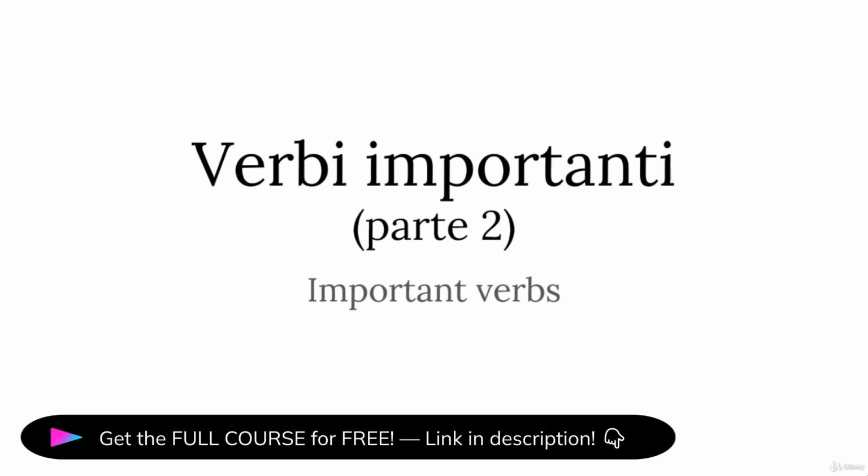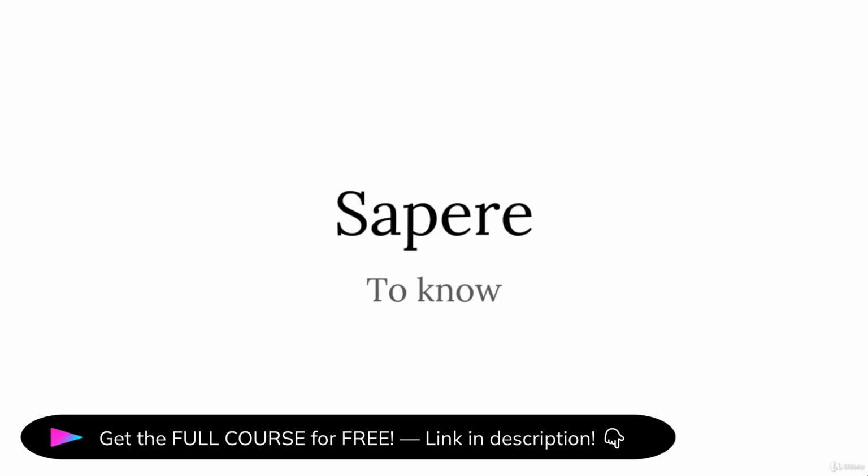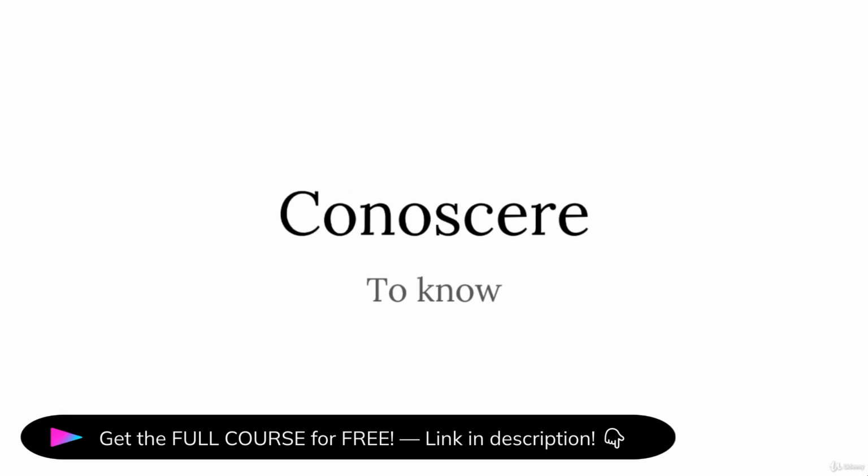Today, we're gonna do part 2 of the important verbs in Italian. And then we're gonna do their conjugation as well. So we're going to start with to know. To know in Italian is sapere. Sapere. Perfect. To know can be also conoscere. Conoscere. So what is the difference then? Conoscere is a knowledge that is a little bit more theoretical, while sapere is more practical.